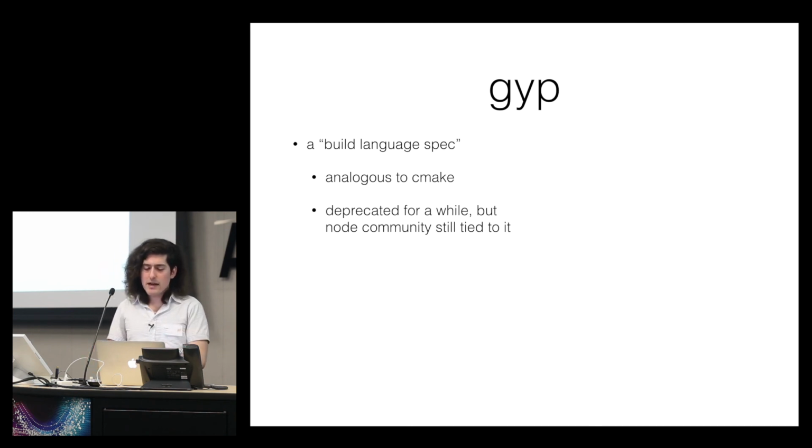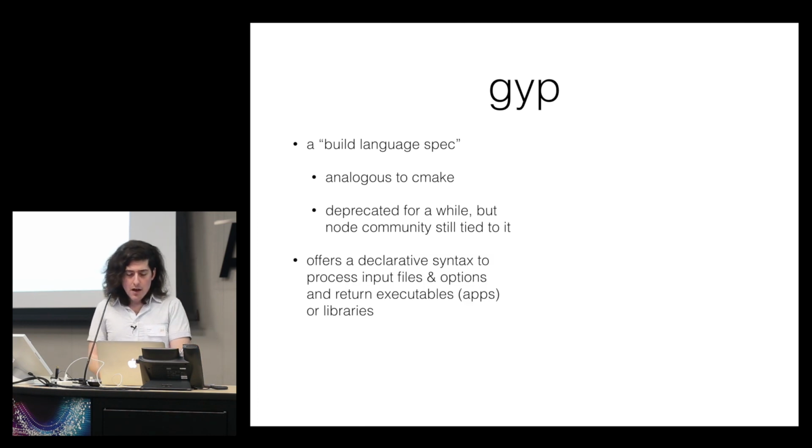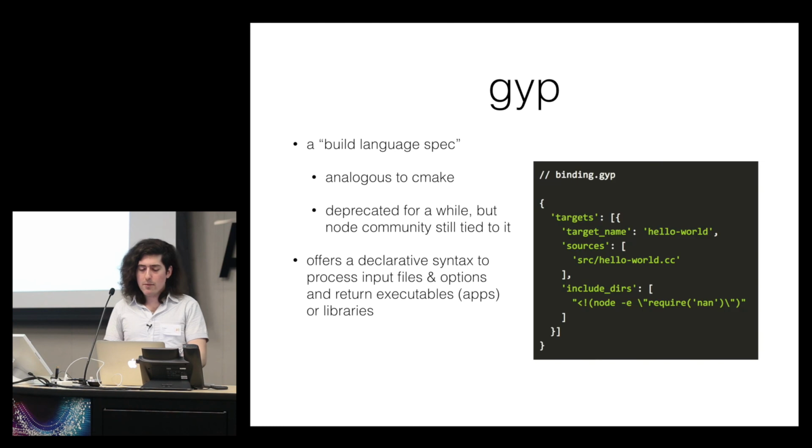It's kind of analogous to CMake, and while it's been deprecated for a while, in fact the Google and V8 communities are moving to a tool called GN. The Node community is still locked on GYP for the time being, so if you're building a JavaScript app and you need to write a custom plugin, you're kind of stuck with this deprecated tech. It offers you a declarative syntax to process your input files and whatever options you're passing to the native build tools, and then it will return you an executable or a library.